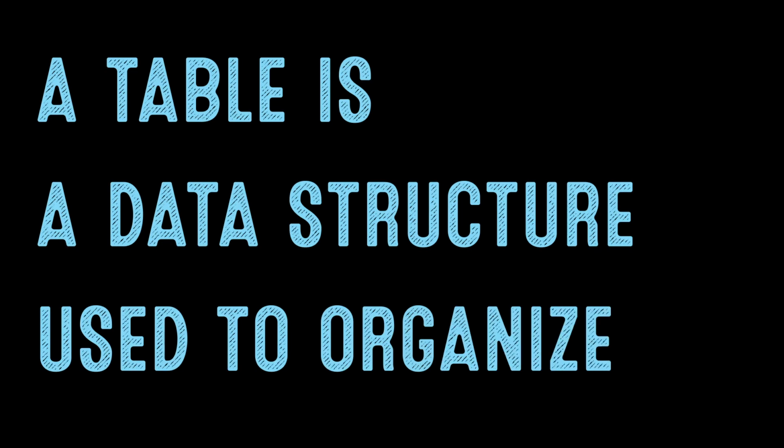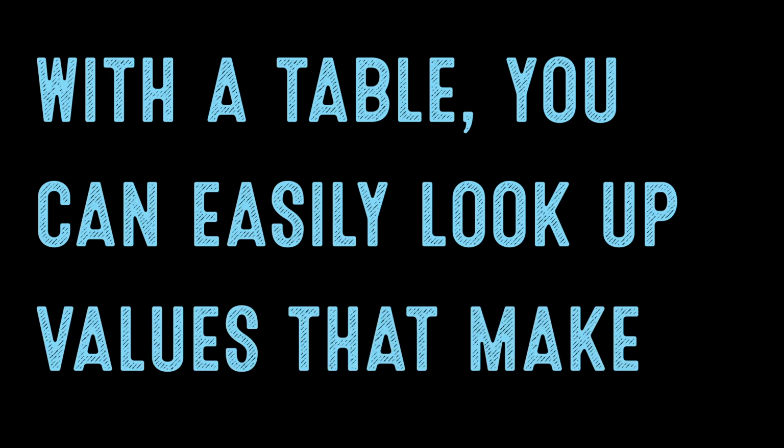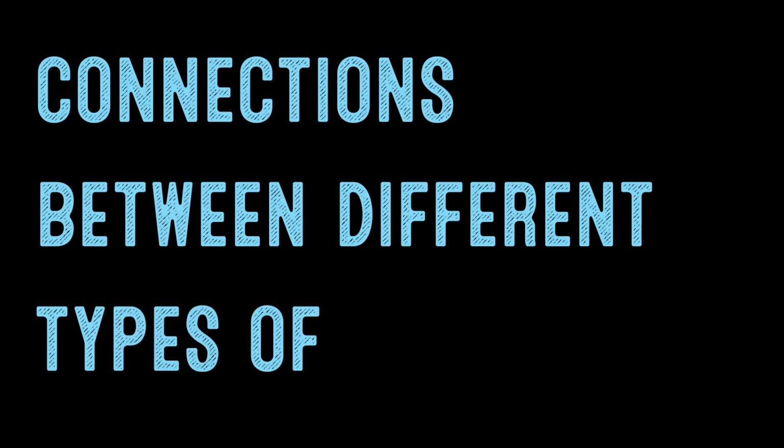The weekly code quiz. What is a table? A table is a data structure used to organize information in rows and columns. Why use a table? With a table, you can easily look up values that make connections between different types of data.